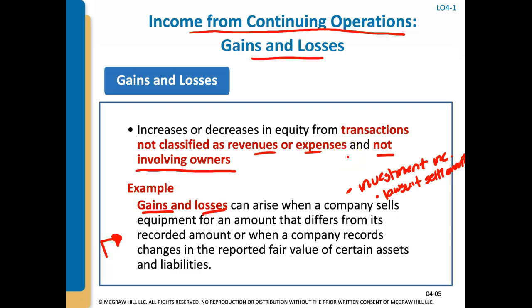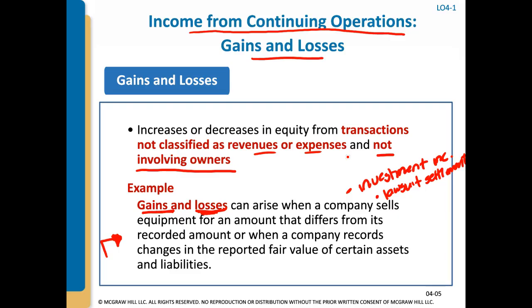I also want to point out that gains are income that arise from non-core operations. Losses are basically outflows of resources also resulting from non-core operation activities, such as when you sell equipment for a loss, or you settle a lawsuit, like I said.